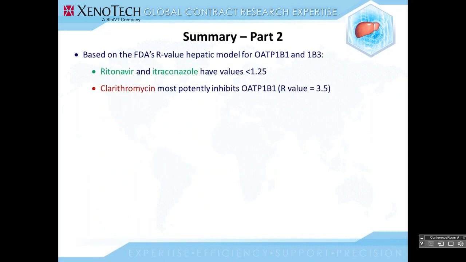Looking next at the FDA's R-value hepatic model for 1B1 and 1B3. Again, an R-value is defined as 1 plus the fraction unbound times the maximum concentration at the inlet to the liver over the IC50. We see that ritonavir and itraconazole had values that were less than 1.25, indicating there is not the potential for a clinically relevant interaction. On the other hand, we saw that clarithromycin most potently inhibited 1B1 with an R-value of 3.5.